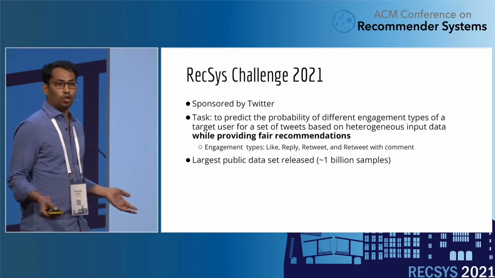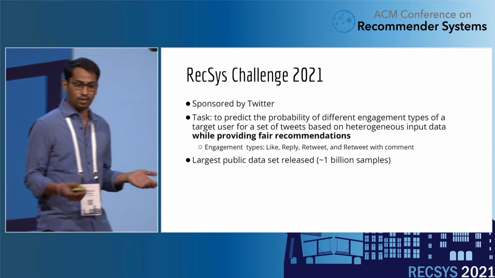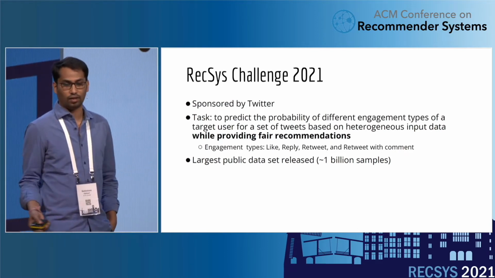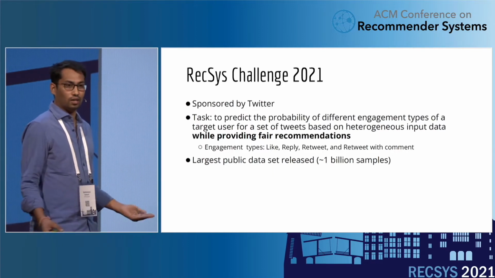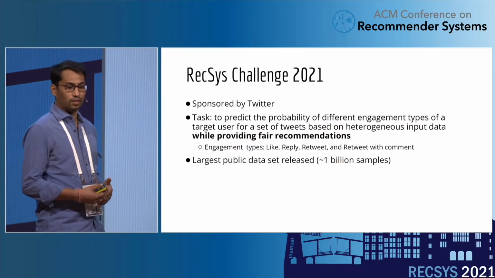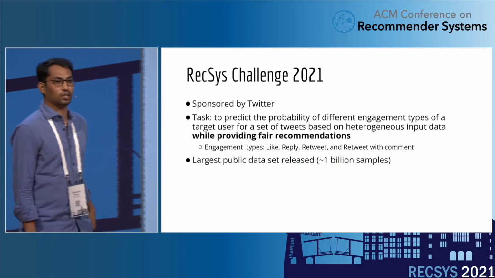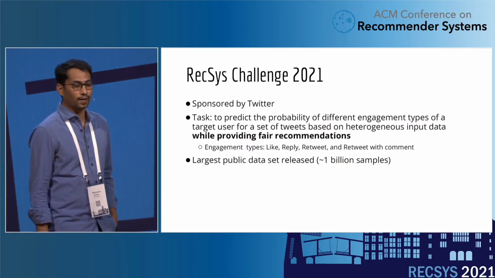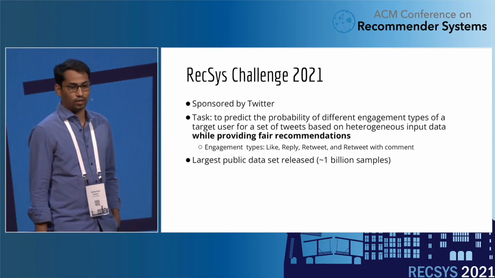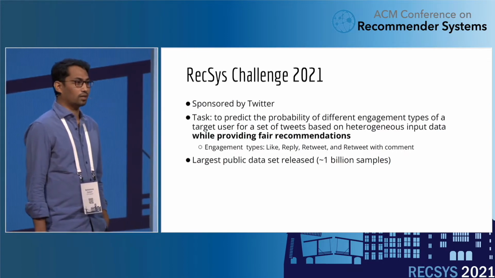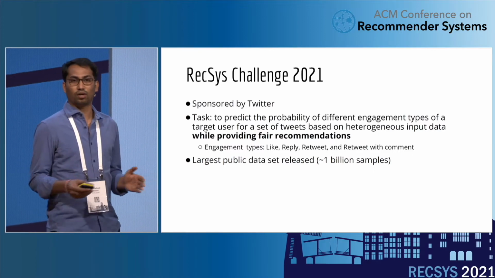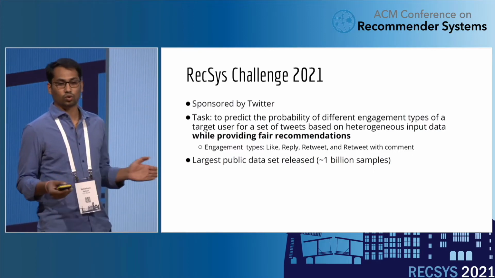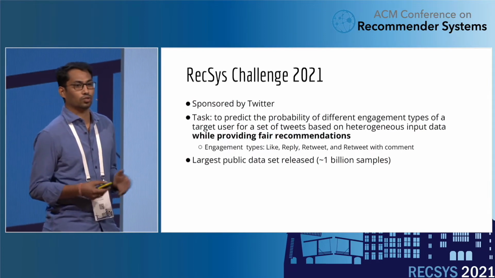To give an overview of the task for this year: given a user and a set of tweets, the task is to predict the different engagement types. The engagements a user can have on Twitter are reply, retweet, and retweet with comment. As a main highlight, this is one of the largest datasets the RecSys Challenge has ever had, close to 1 billion data samples across user-item interactions.